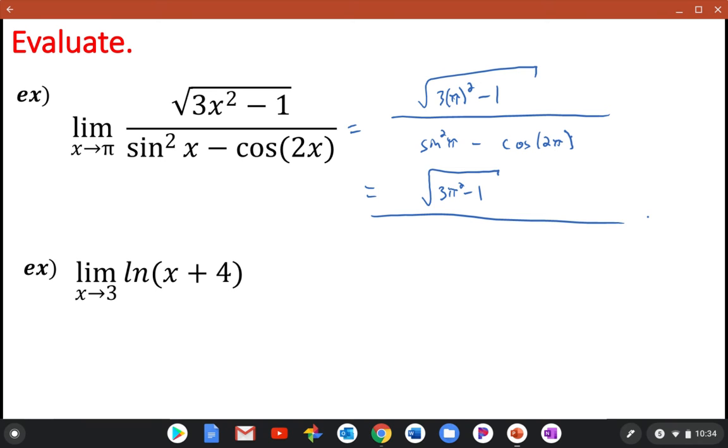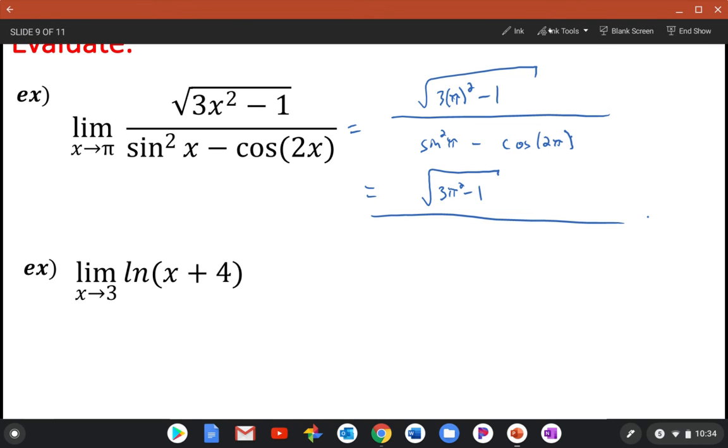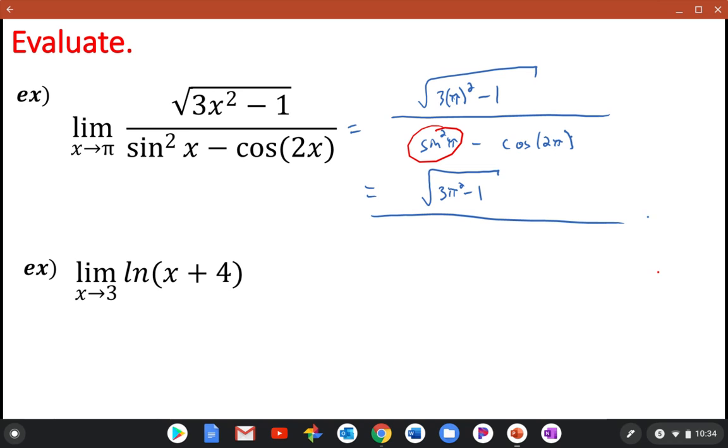On the bottom, one thing to note about just notation, this sine squared of pi, that's how we write sine of pi, squared. That's what that means, sine squared of pi, same thing. So what we want to think for this is, what is the sine of pi, and then we square it.